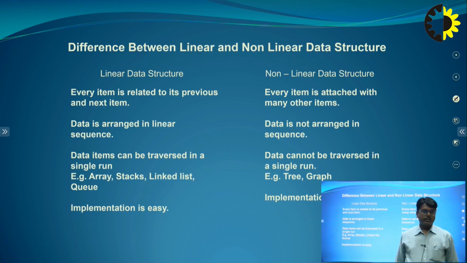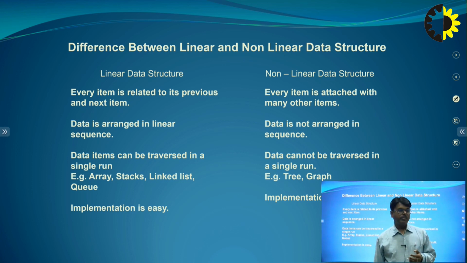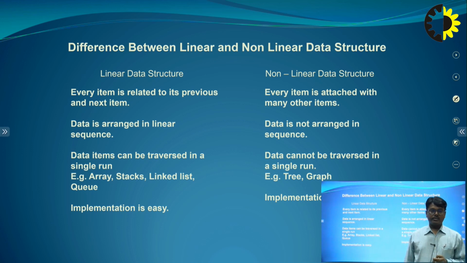Now comes the exact difference between linear and non-linear data structure. We already know about the basic data types you have to use in data structure related to linear and non-linear. Now what is the difference here? In a linear data structure, every item is related to its previous and next item, which is to be considered here. In non-linear, every item is attached with many other items.